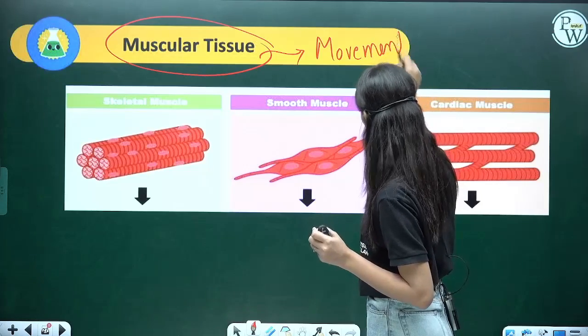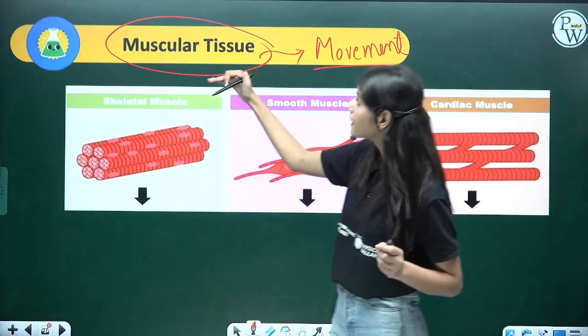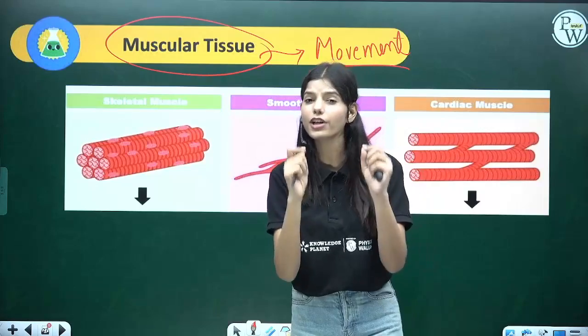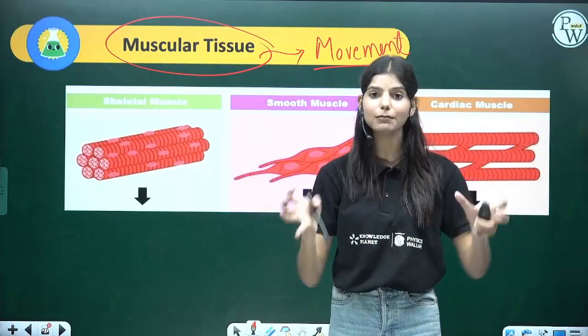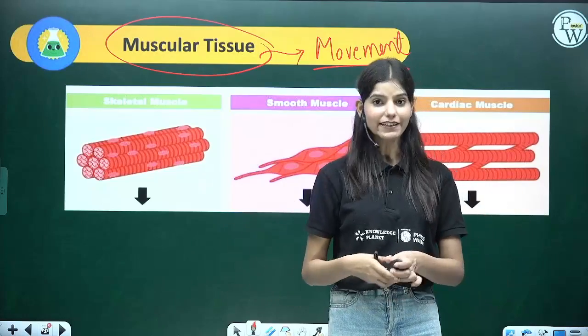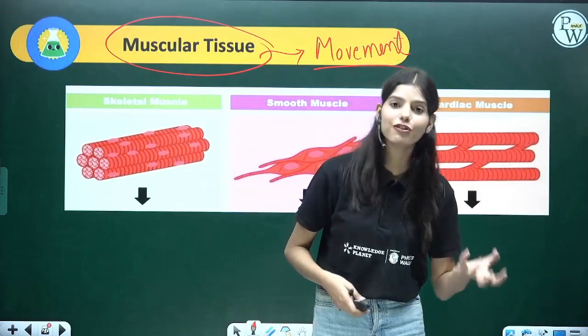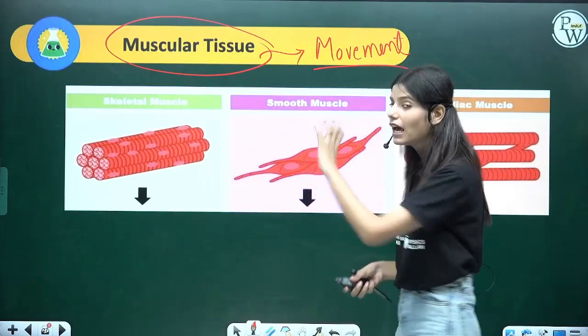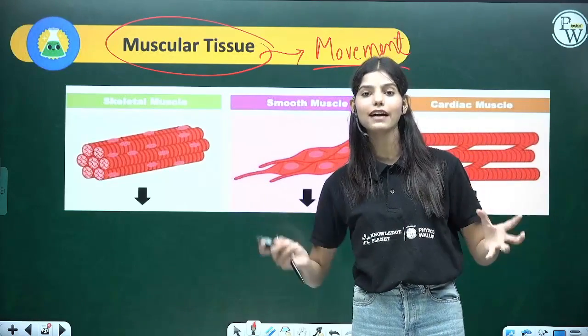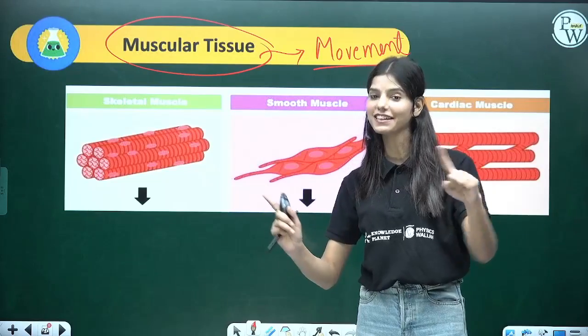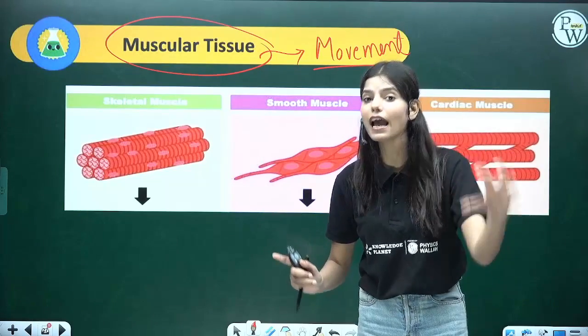Okay? Also guys, muscular tissue has that contractile protein which can contract and relax the muscles, and that's how various parts of our body are able to move. Okay, so muscular tissue helps us in movement. Why exactly? Because muscles can contract and relax. And how exactly are they contracting? Because they have this contractile protein.